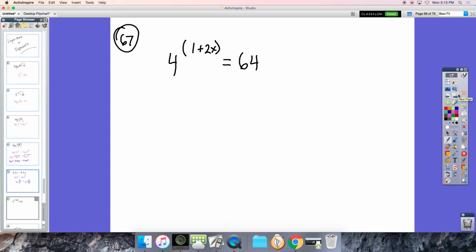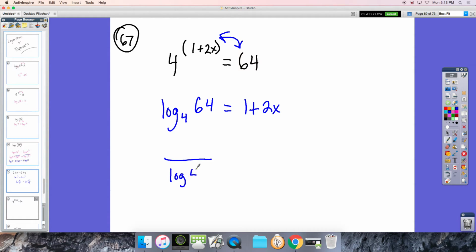Now we're working backwards. So again, this is my base. I have log base 4, and I'm going to trade these two. 64 equals 1 plus 2x. Now I need to use the formula that I can type into my calculator because I can't type it in just like this. Remember, your base goes on the bottom.